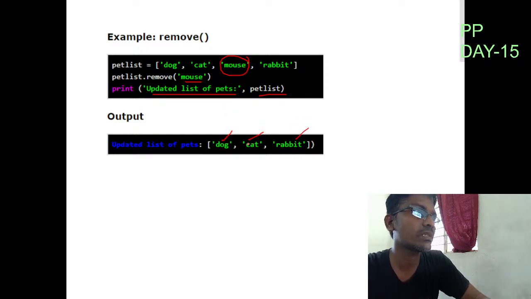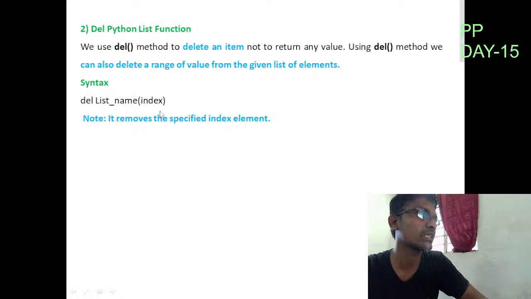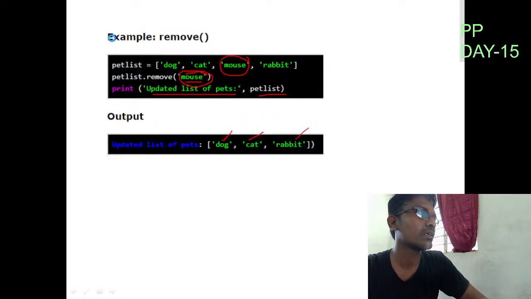So in this example, I'm passing the element directly. The remove method is going to accept the element directly. Instead of writing an index number, it will accept the elements directly. So that value will be deleted from the pet list. Then I got the output: dog, cat, and rabbit only. So that is about the remove method.